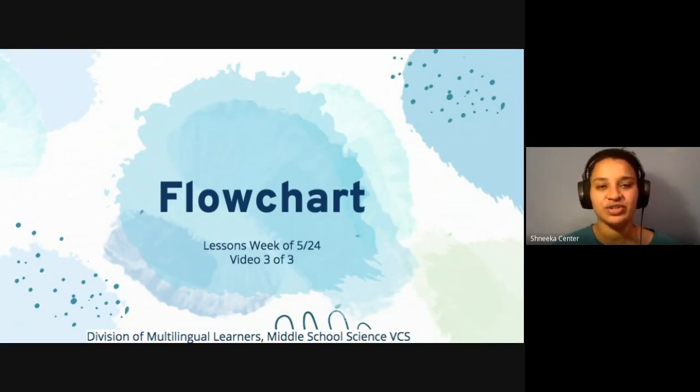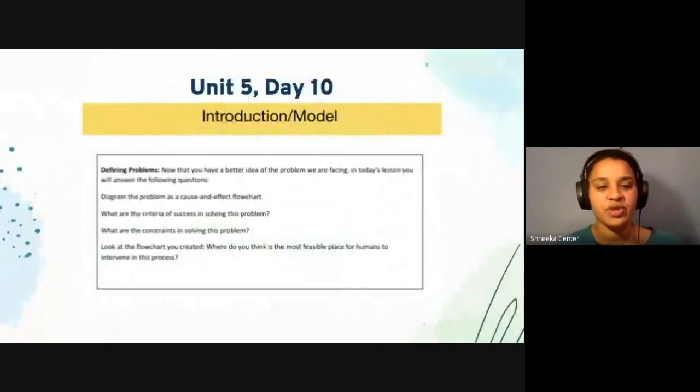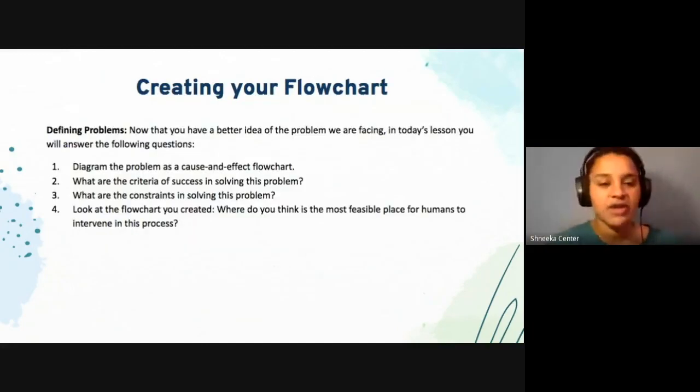Today, I'm going to show you how to create your flowchart for Unit 5, Day 10's activity, where you're going to be asked to diagram the problem that we've been talking about, human population and human impact, in a cause and effect format, and show you how to answer some of the questions. I'm going to show you how to create a flowchart that has your defined problem, the problem diagrammed as a cause and effect. You're going to answer questions about the criteria of success, the constraints, and the most feasible place for humans to intervene in this process that you're diagramming.